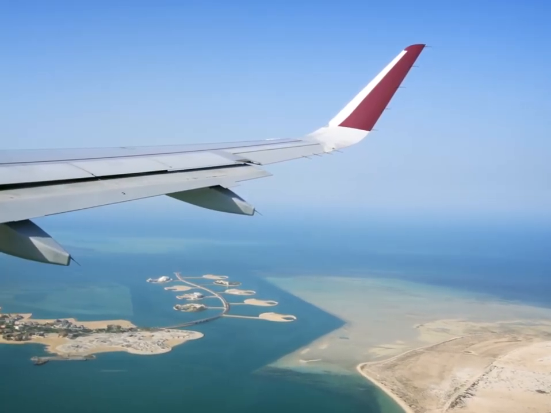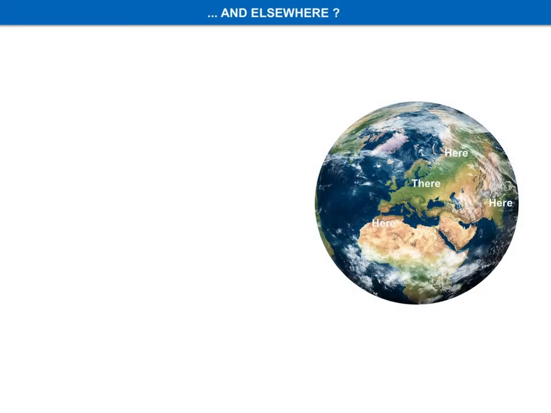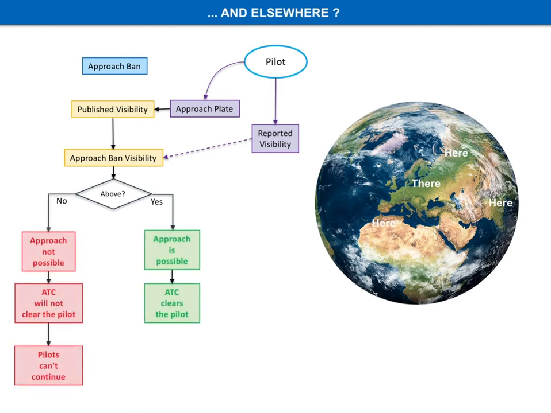By now you probably wonder how approach bans are regulated elsewhere in the world. Let's have a look. The pilot reads the approach chart and looks for the minimum visibility. Then she or he assesses whether the actual visibility is higher or lower. The answer is yes or no. When it's no, ATC will simply not clear the pilot for the approach. At almost every airport on the planet, published visibility is the minimum limit. In Canada, advisory visibility is a recommendation, not a minimum.